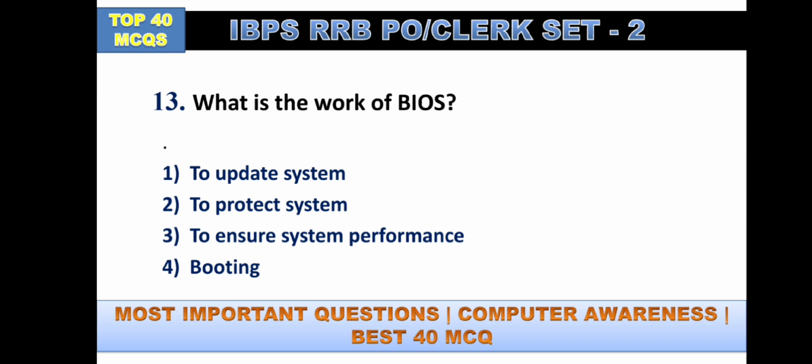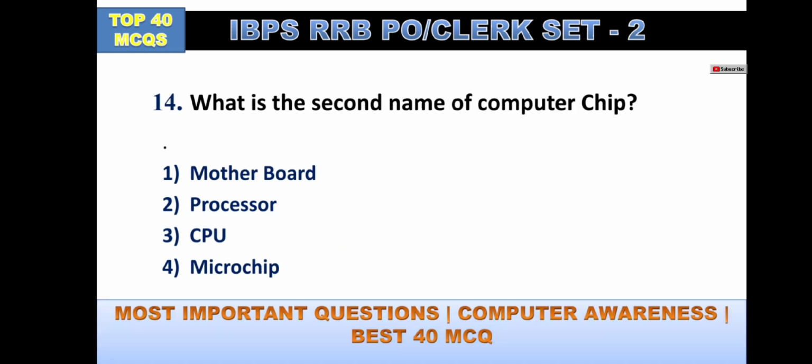What is the work of BIOS? BIOS means basic input output system. BIOS is used for booting the system. So your answer is option number 4. What is the second name of a computer chip? The second name of a computer chip is microchip. Your answer is option number 4 again, microchip.